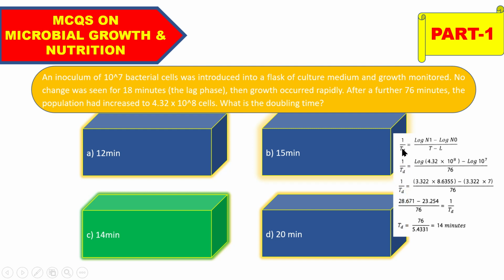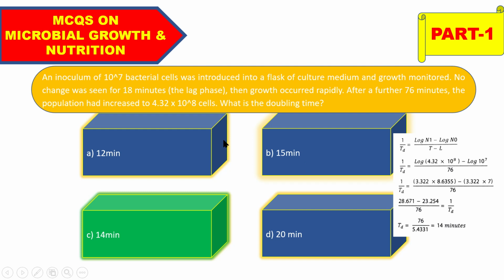So 1 by td, that is the doubling time, and log n1 is the increased population, that is 4.32 into 10 to the power 8 cells. Okay, the ultimate population, and log n0 means the initial bacterial cells, so that is 10 to the power 7, and t minus d, that is the time taken to reach that doubling time, so that is the 76 minutes. So putting all these numbers, then you can solve this question. Okay, so ultimately the answer will be 14 minutes.